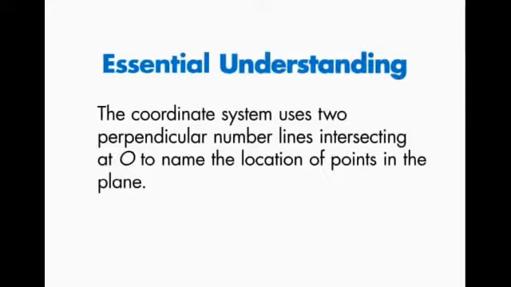The essential understanding for this lesson is: the coordinate system uses two perpendicular number lines intersecting at the origin to name the location of points in the plane. Previously, students graphed points on a number line. In this lesson, they use ordered pairs to find and name points on a coordinate grid.